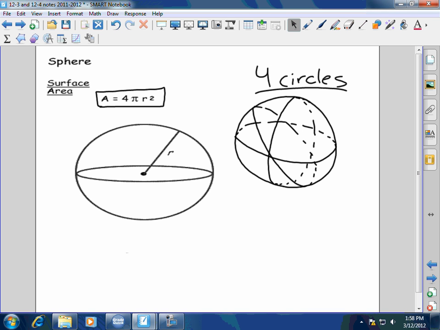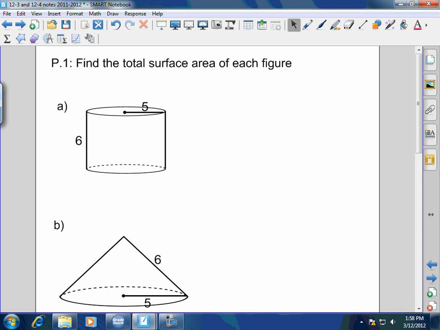Let's do some examples, and then I'll show you the easiest chapter of your life, which is 12.5. Okay, 12.4, I apologize. So let's find the total surface area for each figure. Okay, let's not make this a mountain out of a molehill.